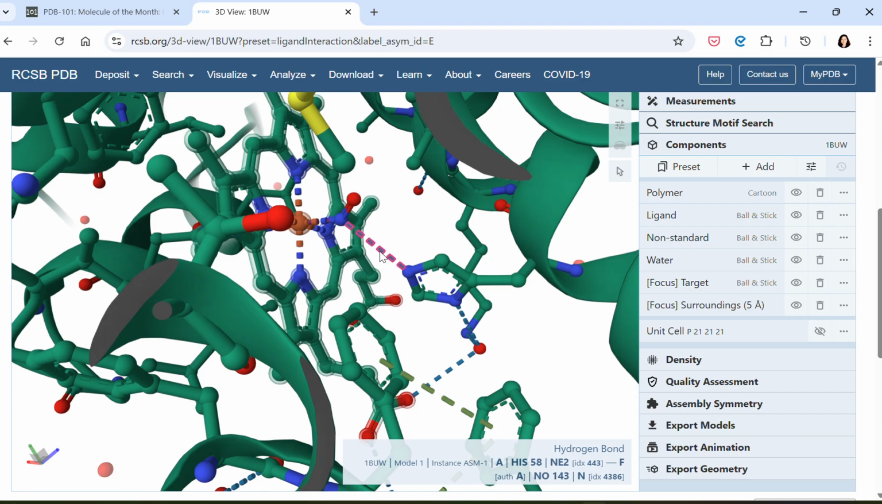And here we have the dashed lines, which are hydrogen bonding, which it shows between the histidine and nitrogen in here. It's also nitrogen, by the way. NH, this has an H, and this has an NO, nitric oxide.